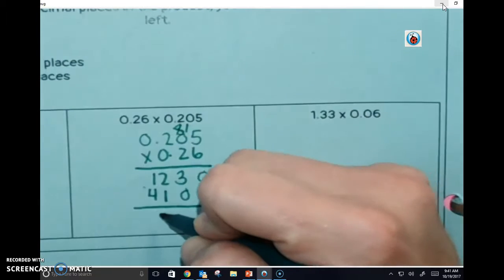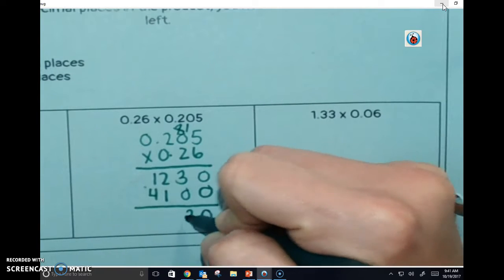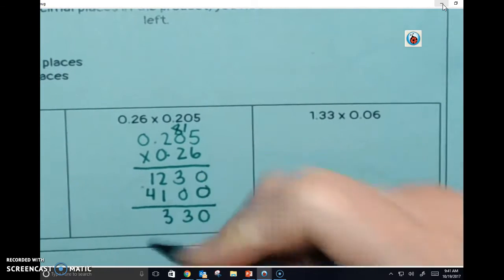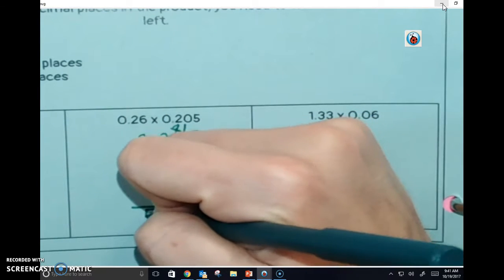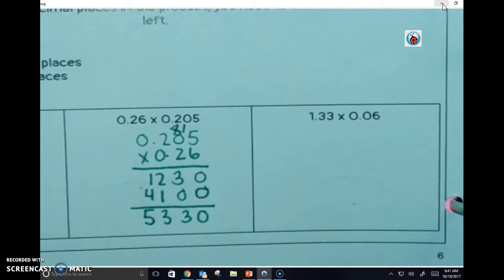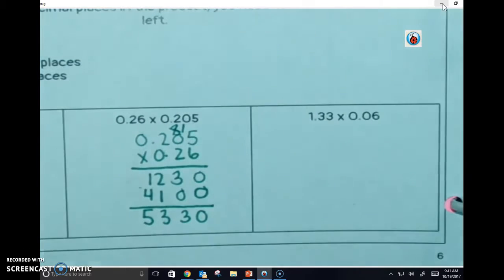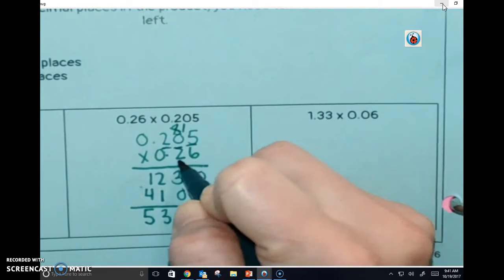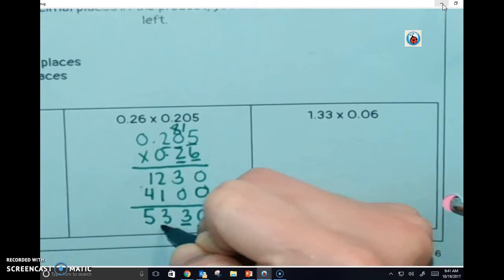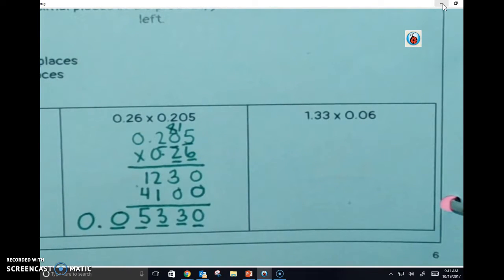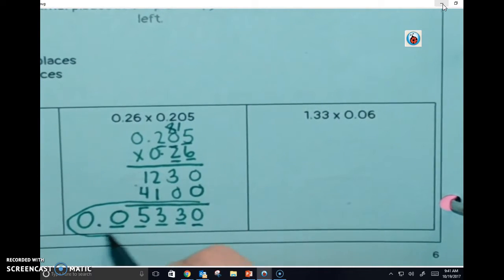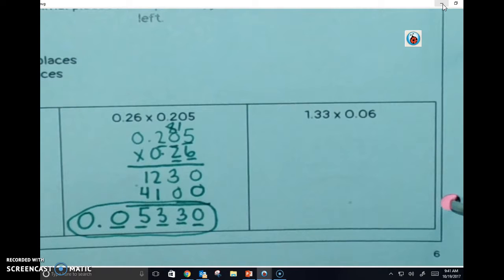Ashlyn? You got 6? I got 5. That's 5. I got 5. 4 plus 1 is 5. Okay, so Carter, how many decimal spots should we have? 5. Because 1, 2, 3, 4, 5. So 1, 2, 3, 4, 5. Now we have 1 left.